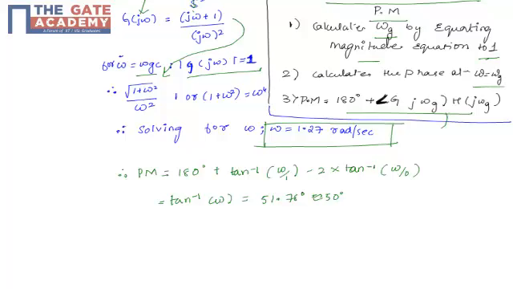Next we have to calculate the phase margin using this formula. Substituting the obtained values in this formula, that is 180 degrees, and the angle of G(j omega) can be obtained by applying the formula: tan inverse of omega by 1, minus 2 into tan inverse of omega by 0. When you simplify the further steps, we'll obtain tan inverse of omega as 51.78 degrees, which can be approximately equated to 50 degrees.